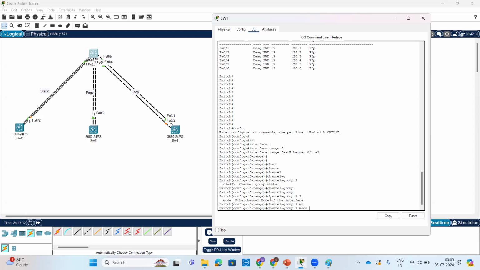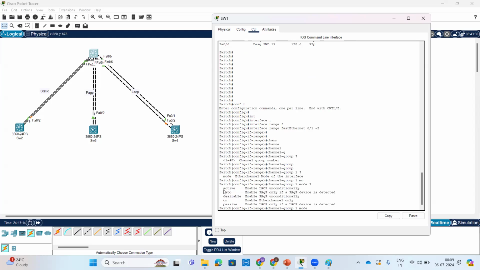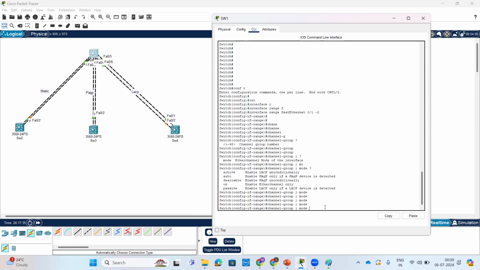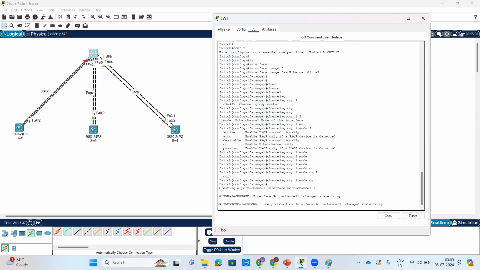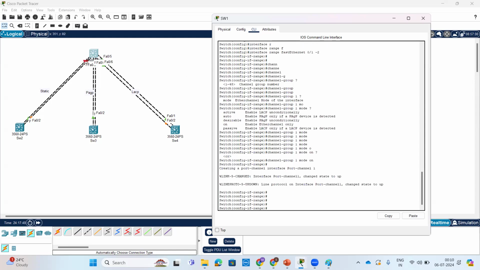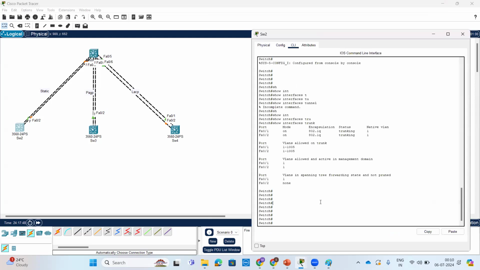Mode, which mode? Here we have five modes. One is active, this is the LACP mode, and auto, this is the PAgP mode, and desirable, this is also PAgP mode. These two are Cisco proprietary. On means we are enabling the channel statically, and passive is an LACP mode. Mode is on, simple. I have enabled the interface, then the ports went down. See here, now the channel group has come up.